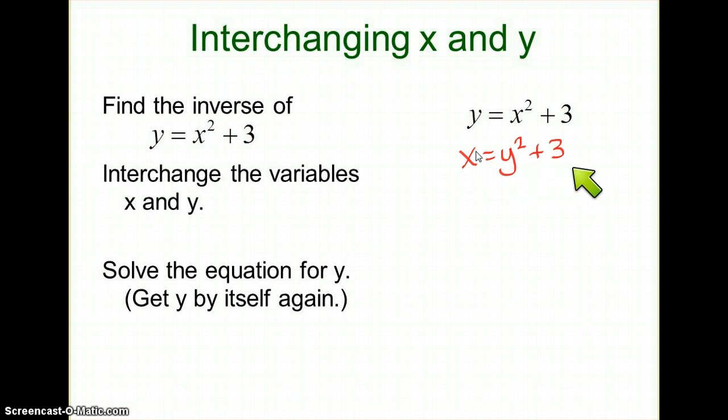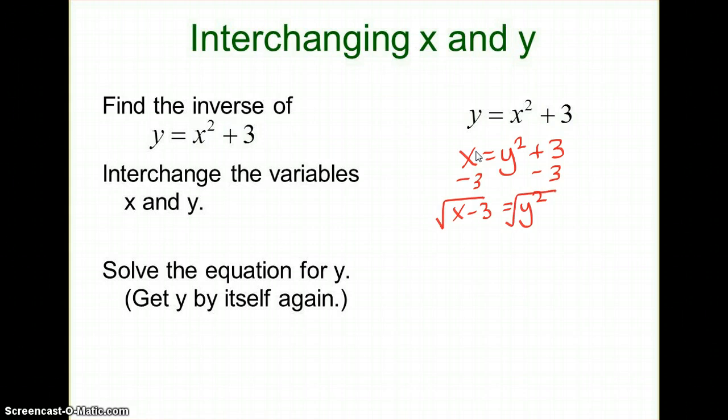So when I look at this, the first thing I see that I need to do is to subtract 3. Okay, which on the left-hand side of my equation is going to give me x minus 3. And over here is going to give me y squared. Okay, so then the second thing would be to get rid of our exponent of squared. And we can do that by square rooting both sides.